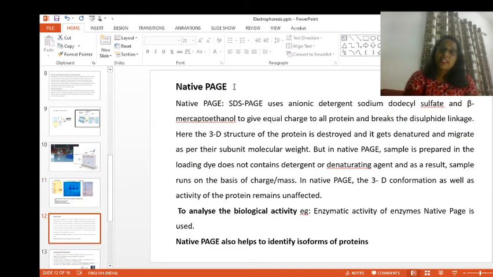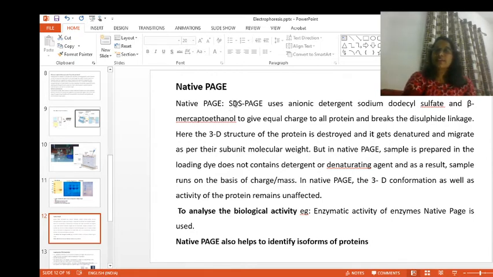So let's see the difference. What is native PAGE and what is SDS-PAGE? SDS-PAGE, we know that is the denaturing PAGE. Native PAGE, as the name indicates, is in the native stage, the protein is in the native state. That means the protein is in some kind of virgin state. It is not in a denatured condition.